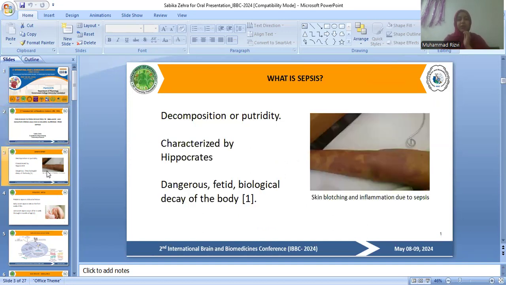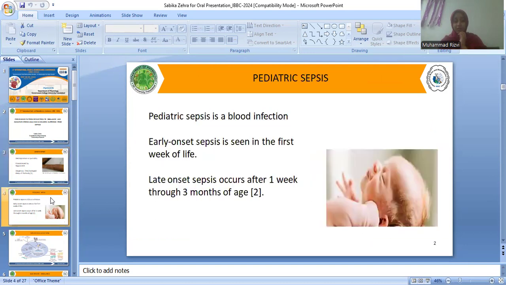Sepsis is basically the decomposition or the biological decay of the body which causes inflammation and blotching of the skin. Pediatric sepsis, which occurs in children, is mainly due to blood infection and it's divided into two types, early onset and late onset. If it occurs in the first week of life, it's early onset, but if it occurs after a week, during 3 months of age, it's called late onset.